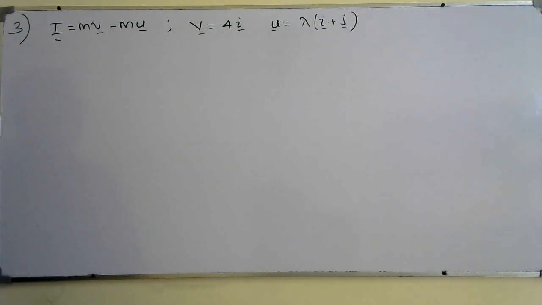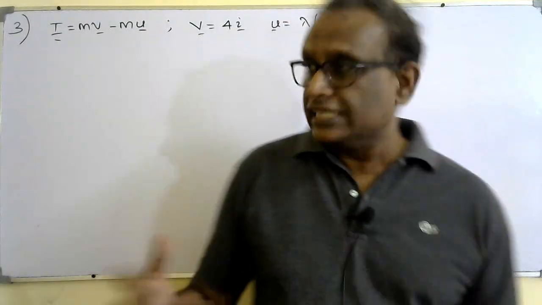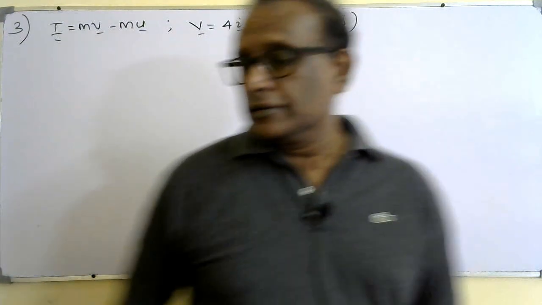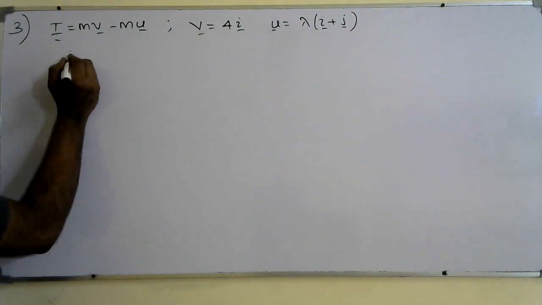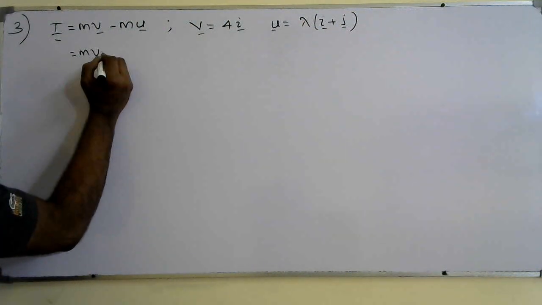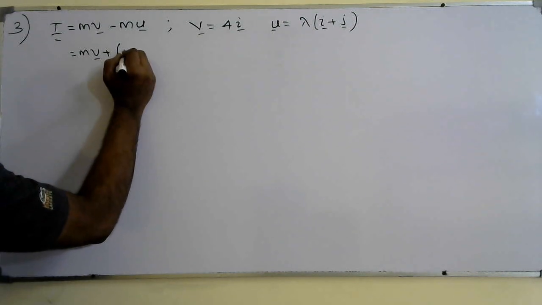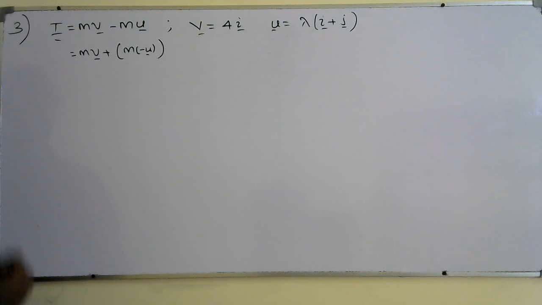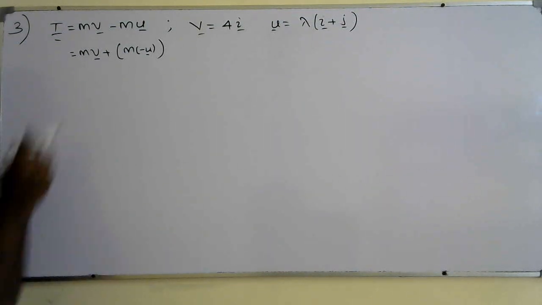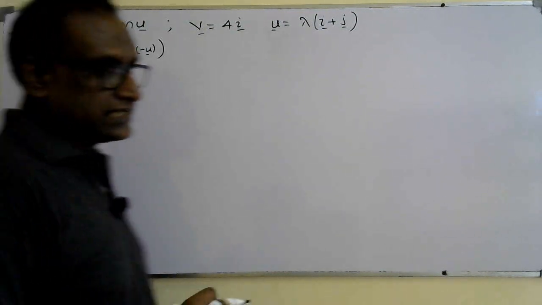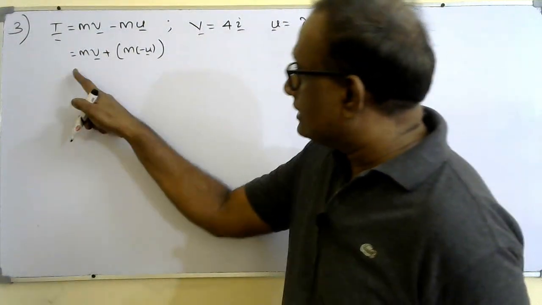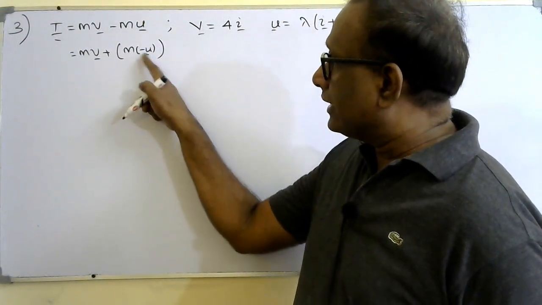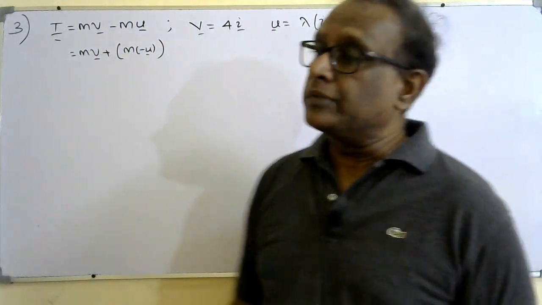Okay, so we are going to use the vector addition rule. Impulse is defined as I equal delta mv, the change in momentum. That could be written as I equal mv plus m(minus u). We can write it that way, because it is the vector addition rule. Here the vector addition is done between two vectors: mv and minus mu are the two vectors added to get the impulse vector.